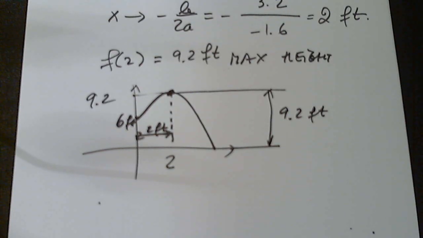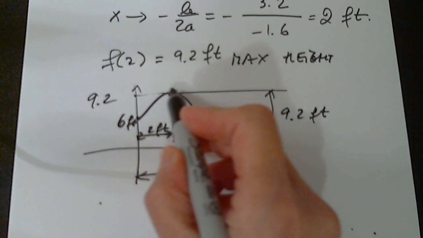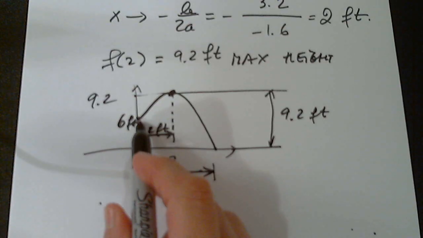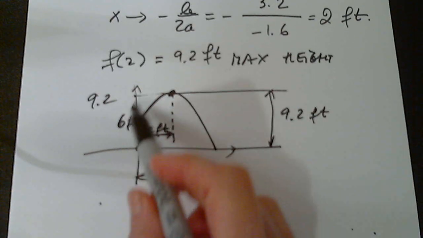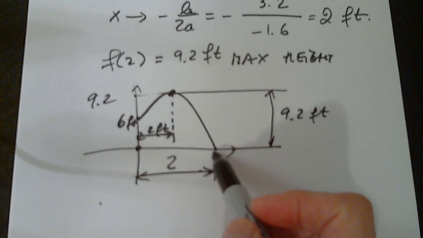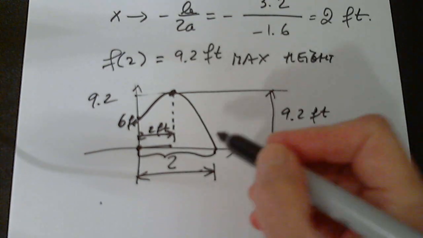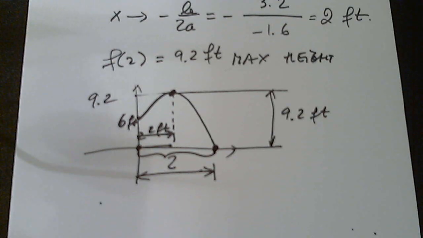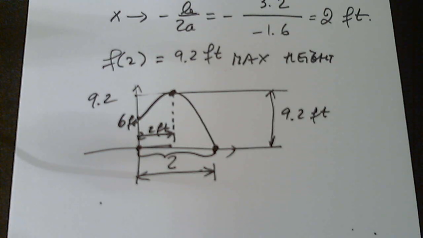So how far does the ball travel horizontally before hitting the ground? They want this now. The height of 6 feet, right? This is where we are standing. And we're throwing it up in the air and eventually it will hit the ground. So we know that this is 2 feet, but we want to determine this. What point is this for the function? Because once I know what it is, then I know how to determine it.